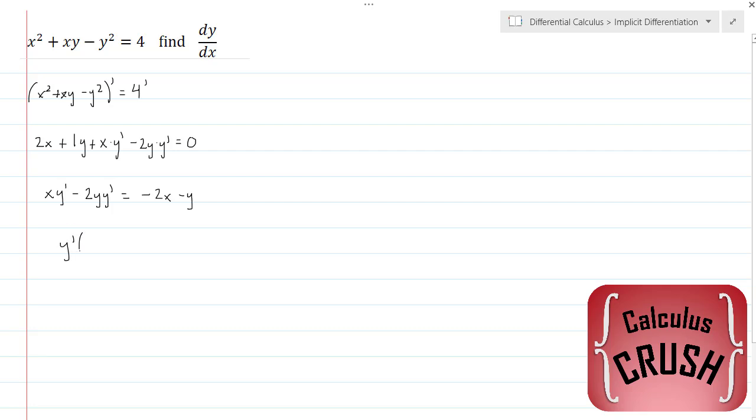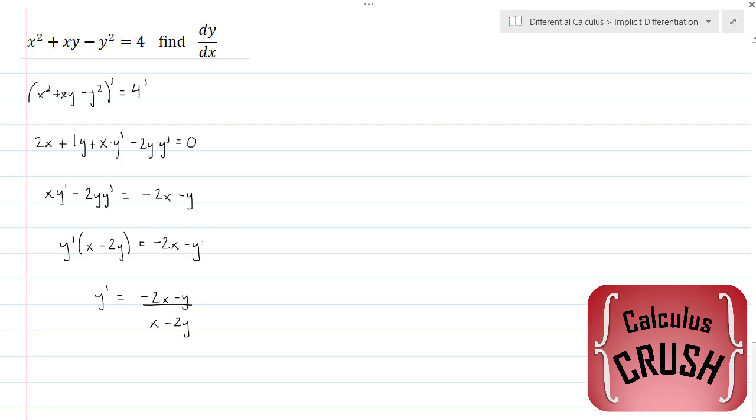Now let's factor out y prime from this expression. Y prime times x minus 2y equals minus 2x minus y. So the last step in isolating y prime is to divide both sides by x minus 2y. And we've got minus 2x minus y divided by x minus 2y.